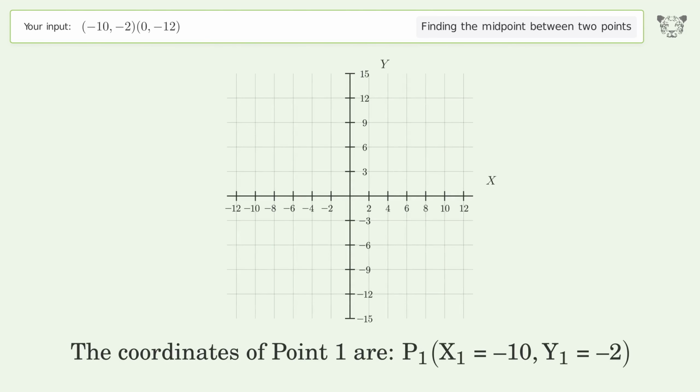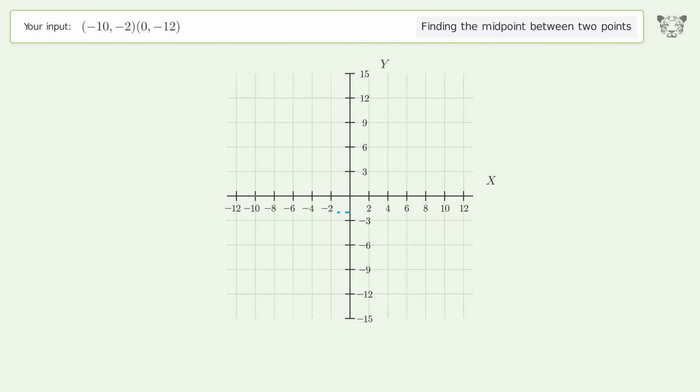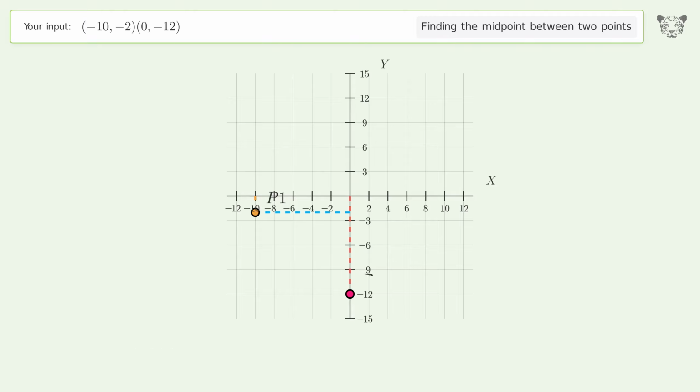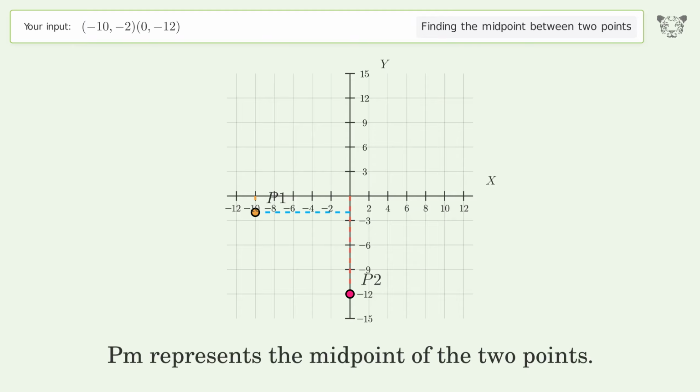The coordinates of point 1 are x1 equals -10, y1 equals -2. The coordinates of point 2 are x2 equals 0, y2 equals -12. PM represents the midpoint of the 2 points.